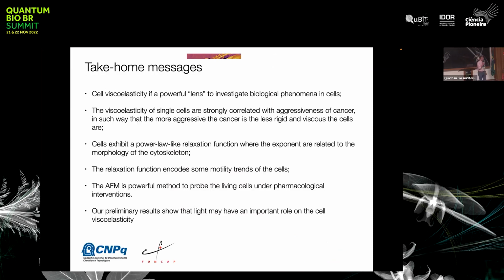And I'm sorry, I exceeded the time by a few minutes. So the take-home messages are: cell viscoelasticity is a powerful lens to investigate biological phenomena. The viscoelasticity of single cells is strongly correlated with the aggressiveness of cancer. Cells exhibit a power-law-like relaxation function, and the relaxation function encodes some motility trends of those cells. And the AFM is a very powerful tool to investigate those cells, because we can probe them while they are alive, and we can make interventions, pharmacological interventions, as we measure those cells. I had some extra slides to show, but I exceeded my time. I'm sorry for that. So I thank you very much for your attention.